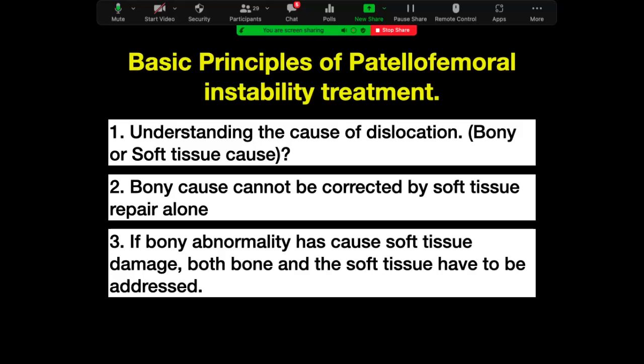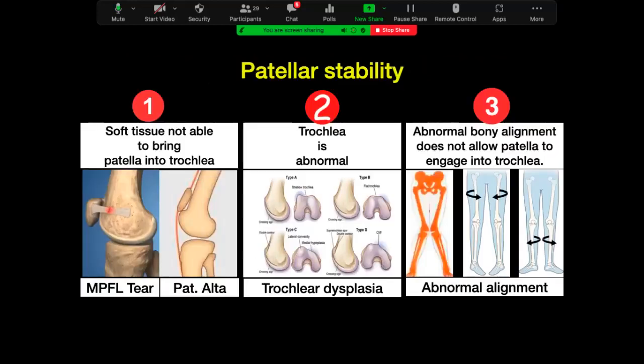And that applies to everything. Talk about ACL, collaterals, PCL, all the ligaments. Where there is a bony abnormality, it cannot be corrected by the soft tissue. It is bound to fail. It's just a matter of time when your soft tissue reconstruction is going to fail.